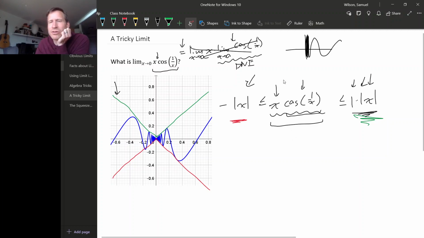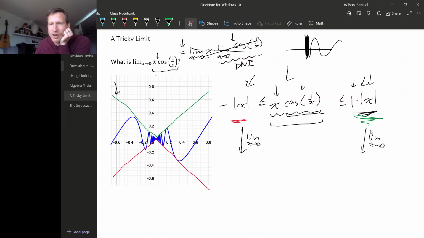We wanted to know about the limit of this function, x cosine 1 over x, but we decided it was too hard. Well, we know that our function is trapped between absolute value of x and negative absolute value of x, so what's the limit of these two functions? Let's take the limit of both of these as x goes to 0. Clearly as x goes to 0, its absolute value also goes to 0. And as x goes to 0, the negative of its absolute value also goes to 0. So both of these limits are going to 0, and our function is trapped in between the two.